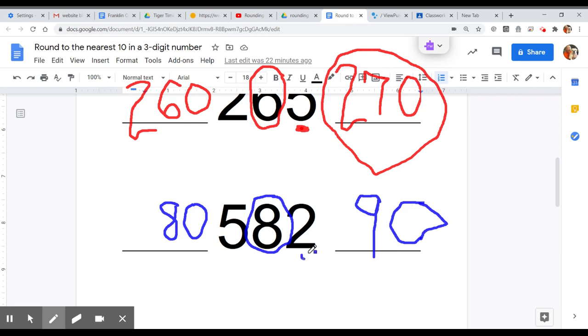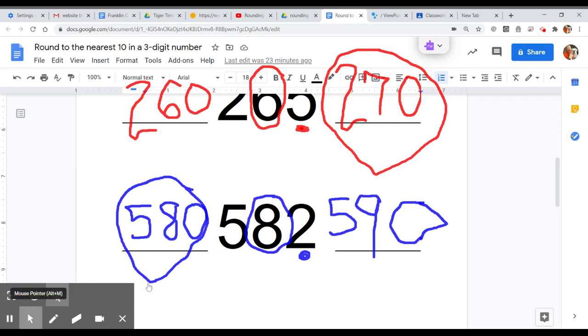So let's put our dot under the number next door, which is a 2. Let's remember our rule. If it's 5 or greater, we go up because greater means up. If it's less than 5, we go down because less than means you're going to get smaller. So 2 is less than 5, so that means we go down to 80. Now remember, don't forget to go back and put that 100 back in front. I'll do it on both sides just so it looks correct. So 582 is going to round to 580 when we round to the tens place.